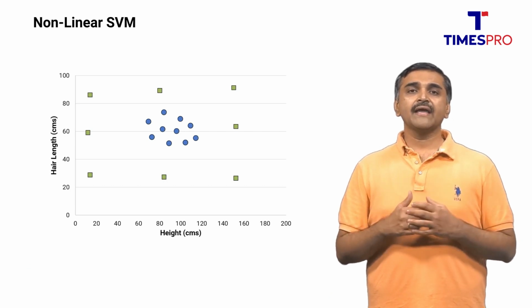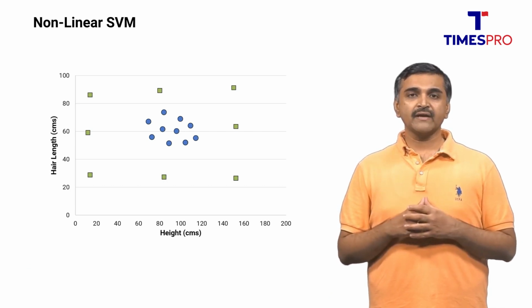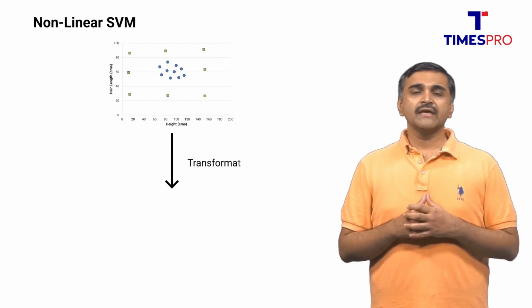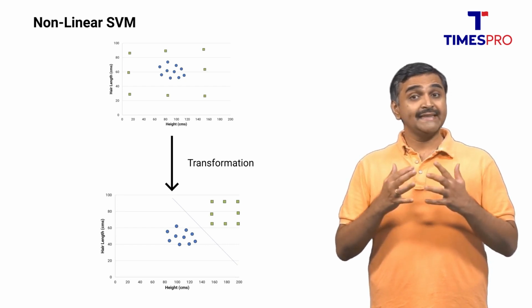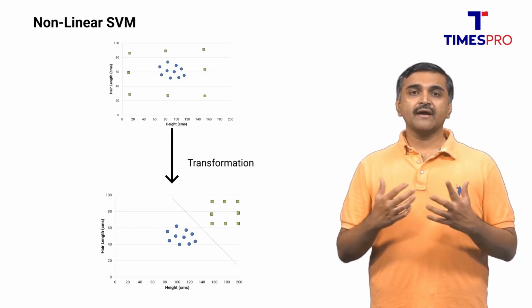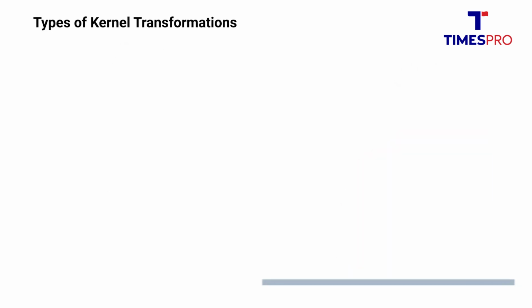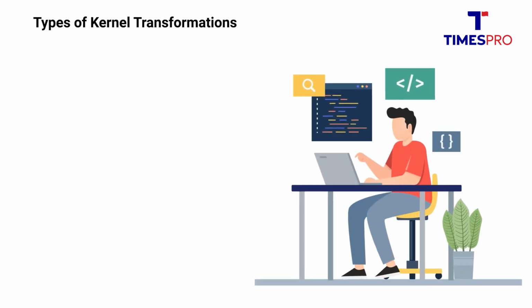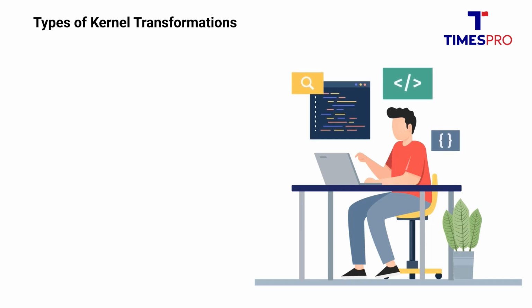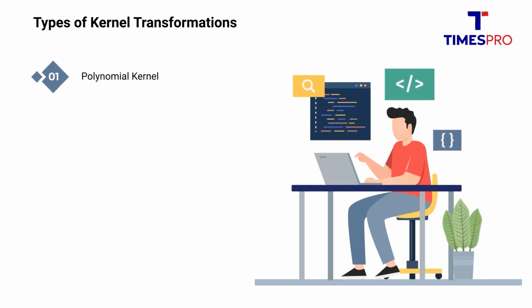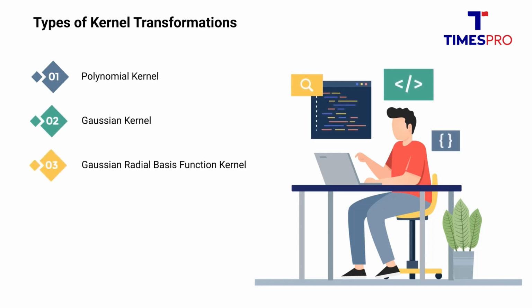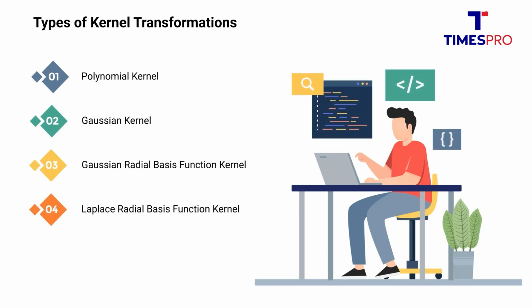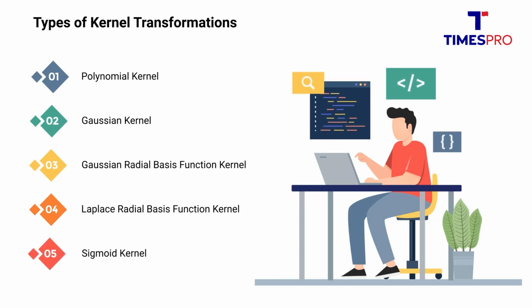So we have our input data in this nonlinear format. A kind of kernel transformation is applied to this nonlinear data so that the data becomes linearly separable by drawing a hyperplane. There are different types of kernel transformations, some of which are listed here. It could be a polynomial kernel, a Gaussian kernel, a Gaussian radial basis function kernel, a Laplace radial basis function kernel, or the sigmoid kernel.